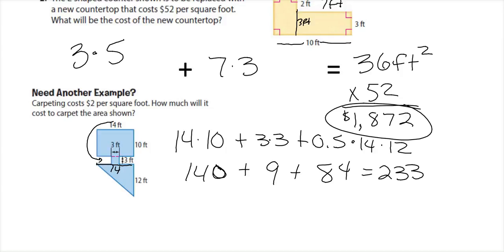square feet. Okay. All right, so our carpet's going to cost $2 a square foot, so we're going to times that by 2, so we're just going to double everything. So that's $466 to recarpet that one part there.